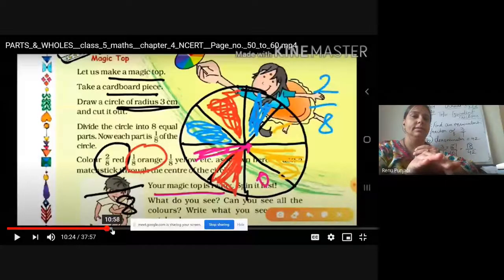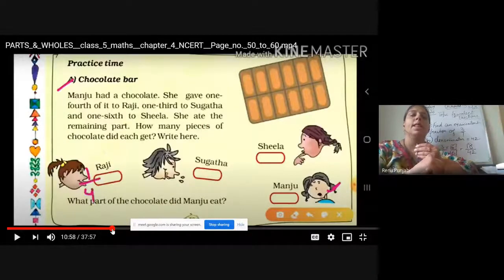Okay. Now moving ahead with the next practice activity. This is the chocolate bar, and Manju had a chocolate bar. Just like you, sometimes your parents give you a chocolate bar and then you have to divide it with your friends and family members. So how will you divide? She gave 1/4 of it to Raji. How will you find 1/4 of any thing, object?